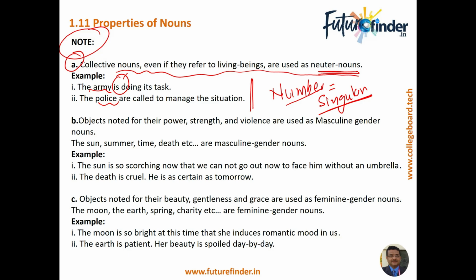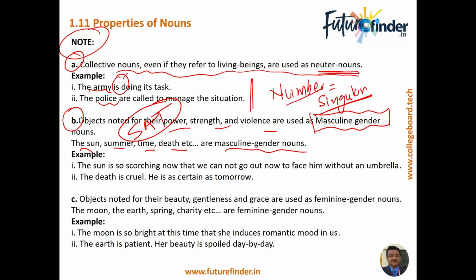Objects noted for their power, strength, violence, etc. are always termed as masculine gender. There is only one instance that I can remember where SAT has asked this kind of question. 99% of the time SAT doesn't ask such questions. Things like the sun, summer, time, death, etc. are all masculine gender nouns. The sun is so scorching that we cannot go out to face him without an umbrella. So it has been referred to as the masculine gender.